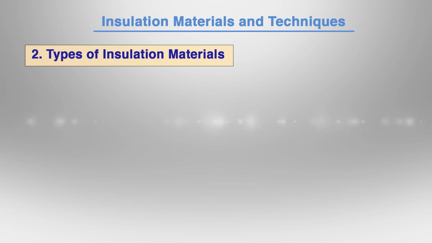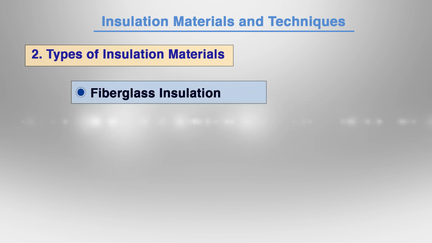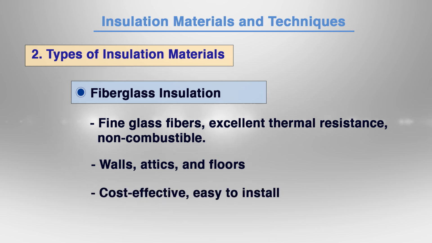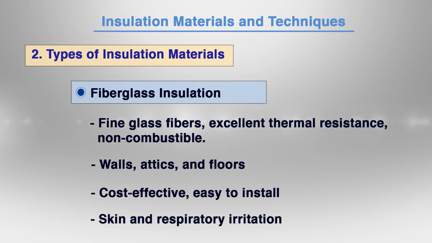Second one is types of insulation materials. First one is fiberglass insulation. It has some properties like made from glass fiber, excellent thermal resistance, non-combustible. It also has some applications. It is used in wall, attic and floors. It also has some advantages like cost effective, easy to install. Disadvantages: can cause skin and respiratory irritation during installation.